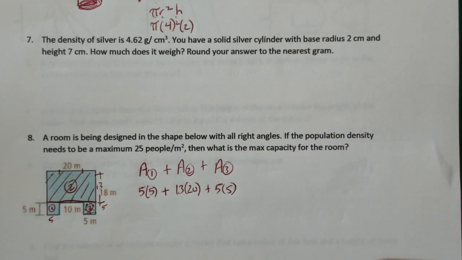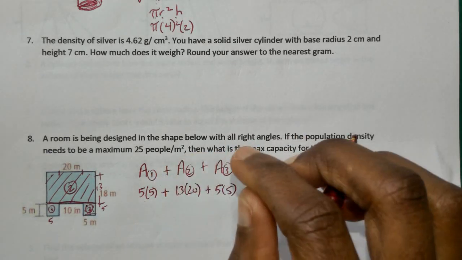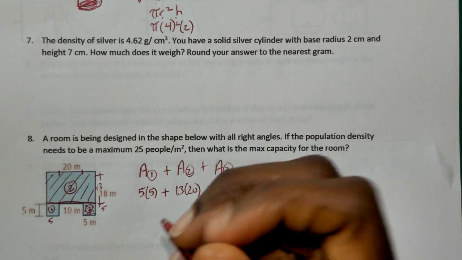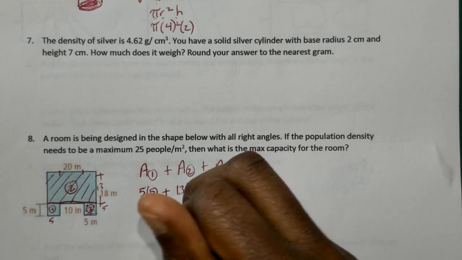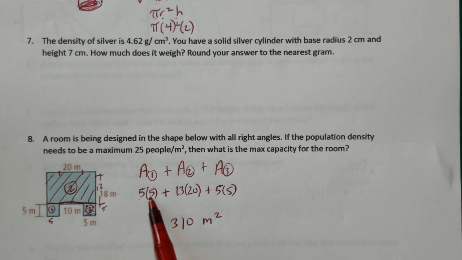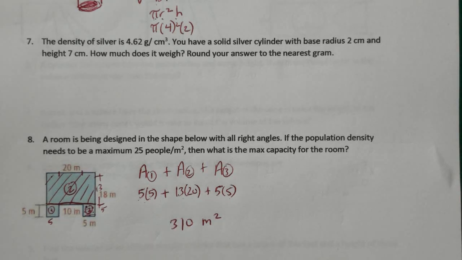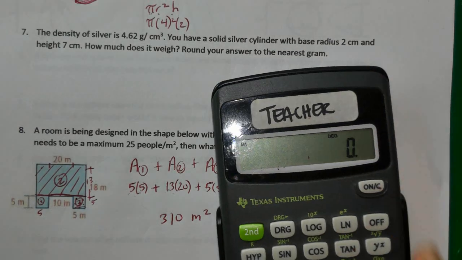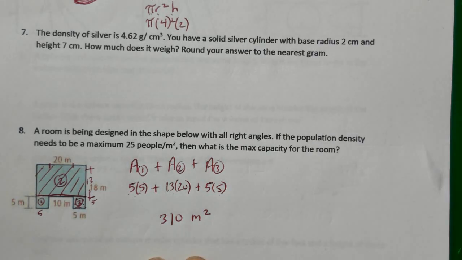So the area of the whole shape would be 25, 25, so 50 plus 13 times 20 is 260, so 260 plus 50 is 310. It's area, so it's meters squared because we multiplied meters by meters, and then we added it to another meters by meters. But when you're adding meters squared, you still just get meters squared, so it's the same unit, so we're good. So we did 25 plus 260 plus 25. Just wanted to double check my mental math. Okay.